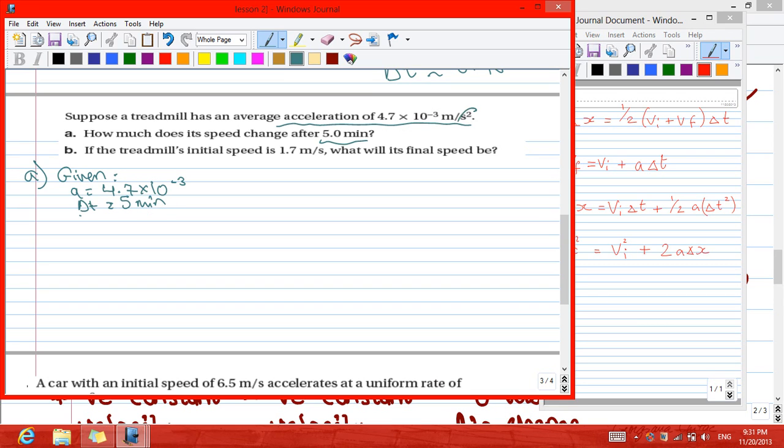You have to make sure we have seconds here, minutes there. So we have to convert. By converting, we mean that we're going to multiply it by 60 to get the right one for it. Times 60, which equals 300. And we have to find the speed, which is delta v. So it's missing.